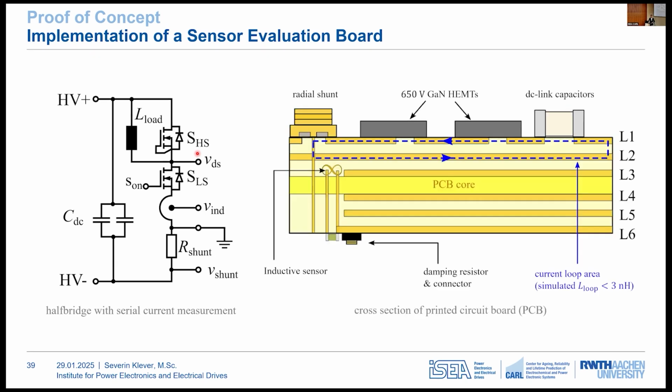A critical requirement for this was a proper board layout, focusing on minimizing the power loop inductance. And the circuit is implemented on a 6-layer board, which allows for a very small current loop area between layers 1 and 2. And the inductive sensor is embedded on layer 3. And this is important because now the sensor is on the same side of the PCB core and therefore has a better coupling to the current that I want to measure. The PCB was completely simulated to obtain reference values and achieve a power loop inductance below 3 nanohenry. This includes also the capacitors.